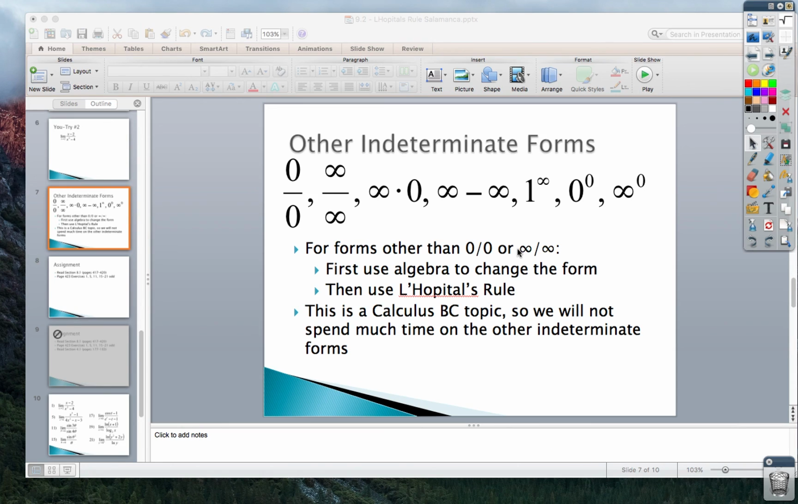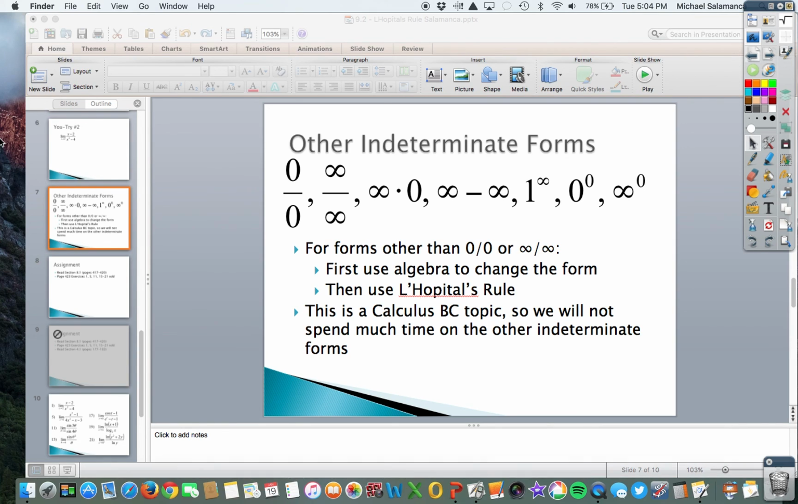So we're not going to talk about this too much because it is a Calculus BC topic, but I wanted to make sure you're exposed to it because it's going to be helpful when we have more difficult limits to take. So that's all for now.